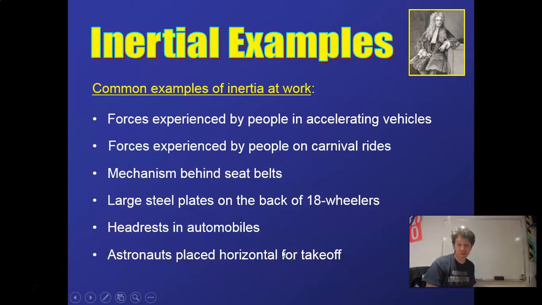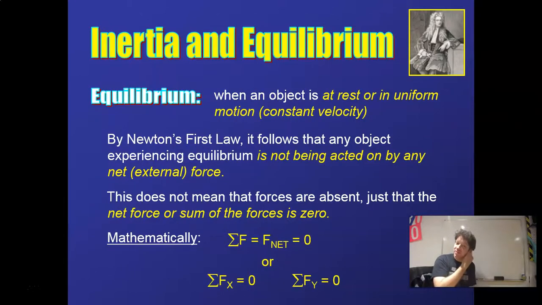Astronauts are placed horizontal for takeoff, same idea, right? You don't want to sit like this as you accelerate upwards, right? Now, of course, your skeletal system is being pushed up by the chair you're in, but what about all of the blood in your body? It's going to want to stay where it is, and so it's going to stay below, and suddenly you lose all the blood in your head, causing you to black out. If you're sideways like this, well, at least you're still going to get blood in the back of your head, which will certainly help keep you awake. All right, so those are different examples of inertia.